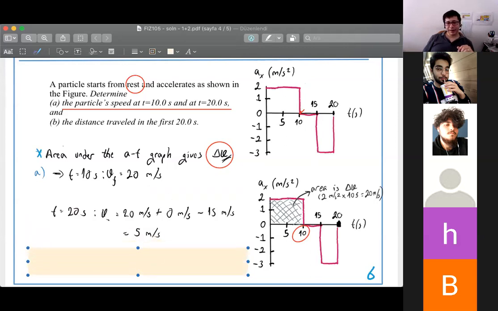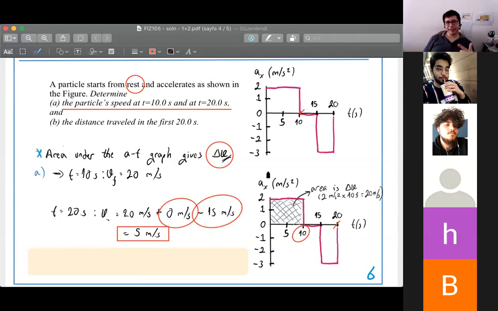At the 20th second, when t becomes 20 seconds, then delta V is this area plus this area. It is 20 meters per second. Also, there is this area, but the area of that part is 0, as shown here. The area of this part is 5 seconds multiplied by 3 meters per second square. It is minus 15 meters per second. Okay, so you add all of them. This is your final velocity.